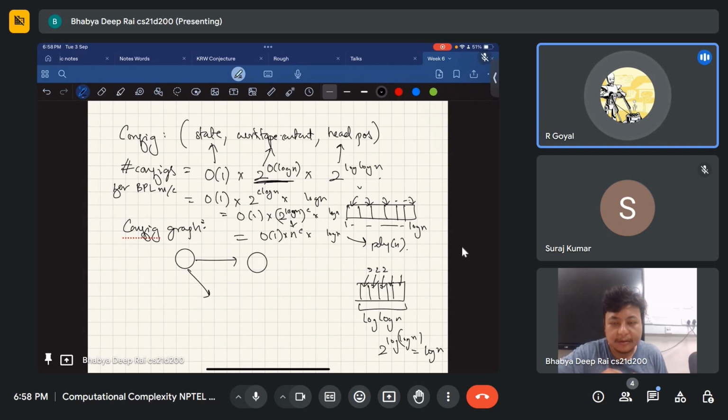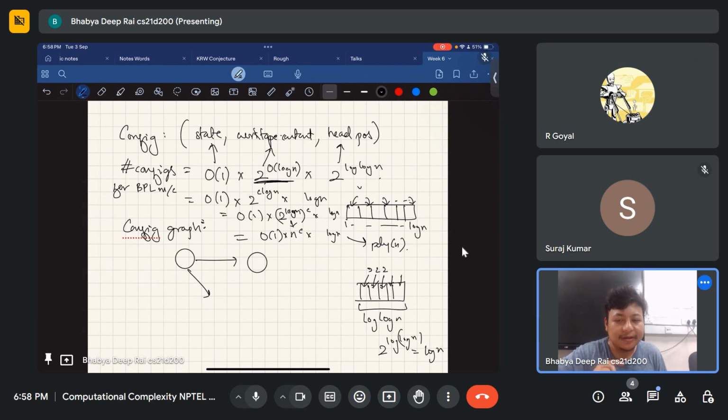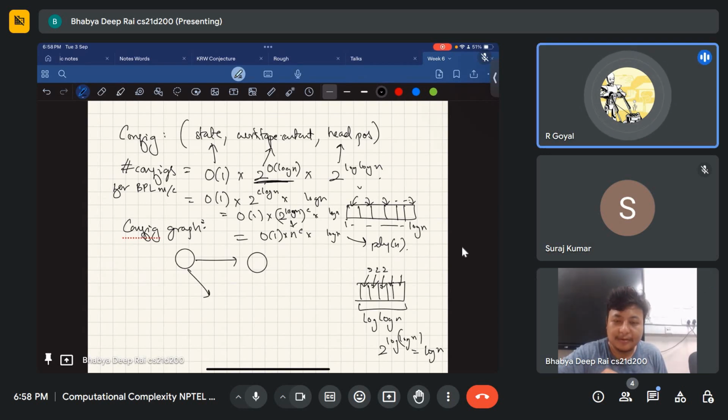But we are trying to count the number of configurations, not the space occupied on storing. No, but still, I believe that this head position is safe. I mean, how many different configurations are possible for a Turing machine?